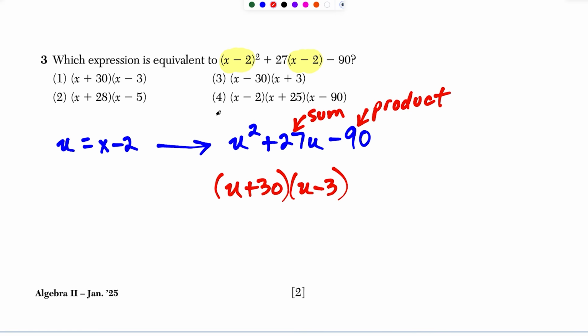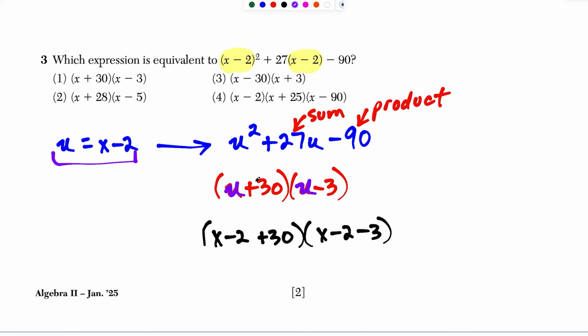And now what we could do is just substitute back in. So this part here, u equals x minus 2, I'm going to replace the u terms here with x minus 2. So in the next line we're going to have x minus 2 plus 30, and then we're going to multiply that by x minus 2 minus 3. Once again, I'm just replacing the u term with x minus 2. And now all we have to do is simplify. So this is going to work out to x, and then minus 2 plus 30 is positive 28. And then we have x minus 2 minus 3 is minus 5.